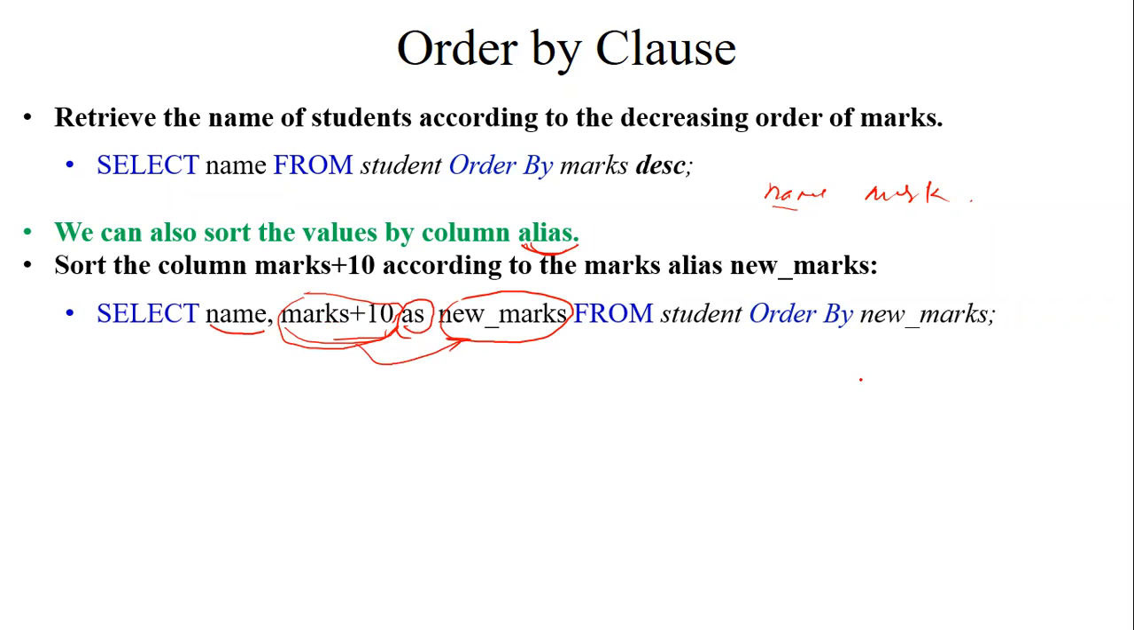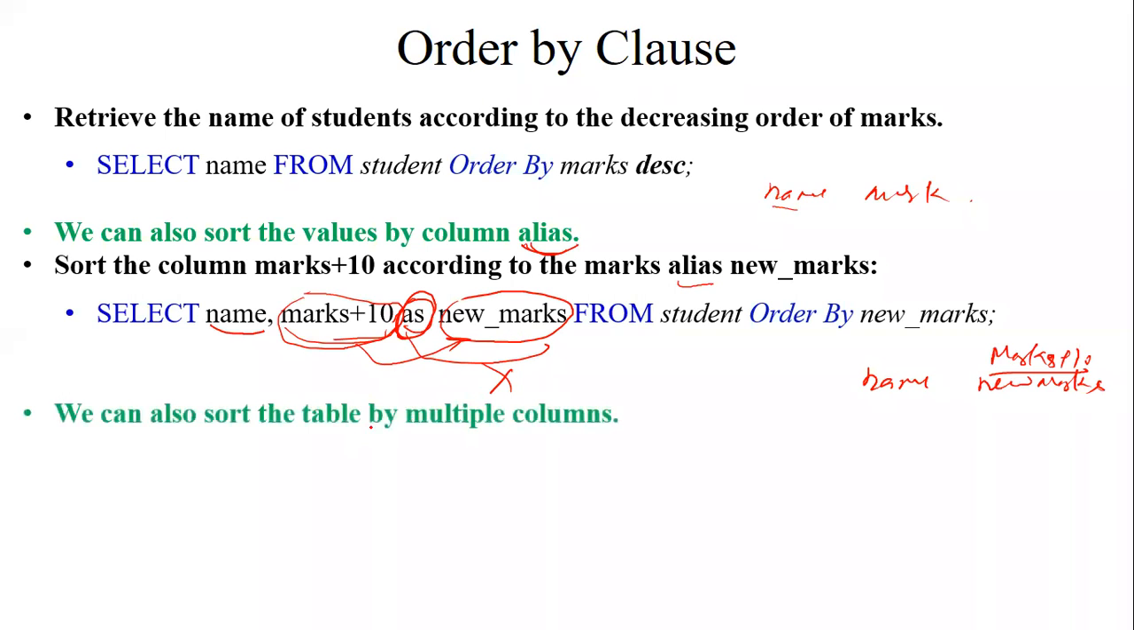So a new result table will be displayed with name and new marks, where the second column will be new marks. If you do not write this, then the result will be in the form of name, and the next column will be displayed as marks plus 10. So you can use as for aliasing. That is called aliasing, where you can create an alias for the columns.